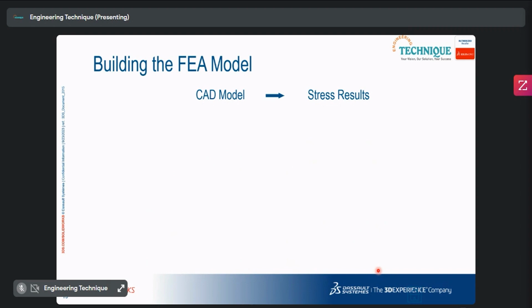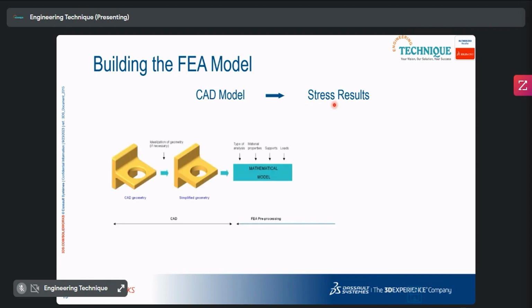Now, how can we build the FEA model? In this slide, we are going to understand how the FEA analysis is done. We have a CAD model, and by applying the FEA process, we get the result, in the form of stress, strain, and deformation. So suppose this is our CAD geometry.